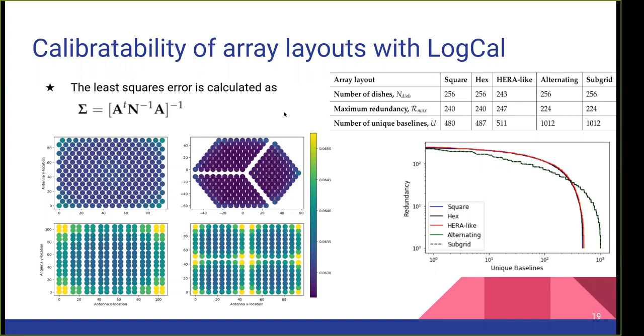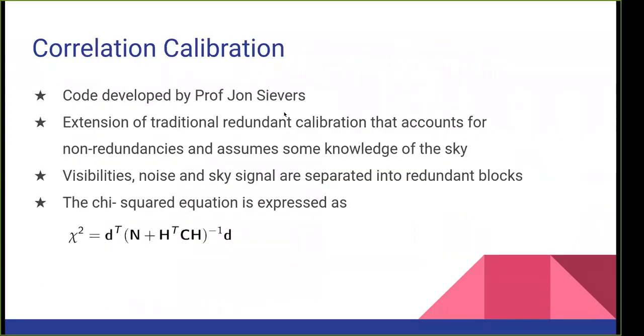Because as you can see in the table, the HIRA-like array has the fewest number of dishes. It's the only one that doesn't have 256 dishes, but it has the lowest gain error across the entire array. But yeah, this plot was really just to see if we were sort of breaking our ability to calibrate with any particular array. It's not recommended that you design an array just so that you have an increased number of redundant baselines. Obviously it depends on the array layout that you choose, and on a lot more than that. But that was just to show some results that were with LogCal.